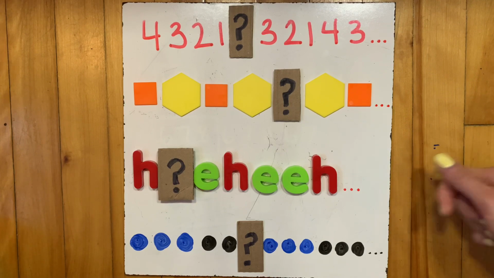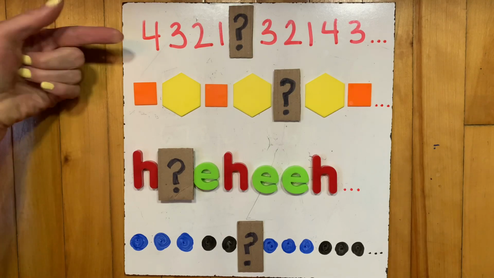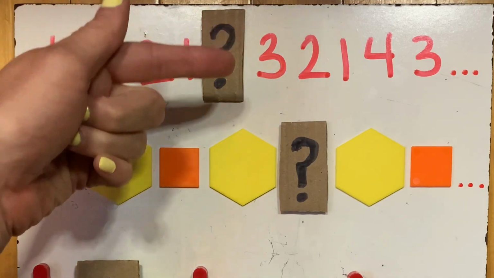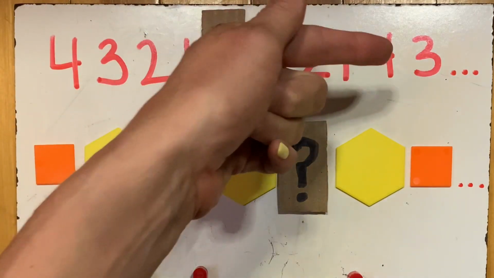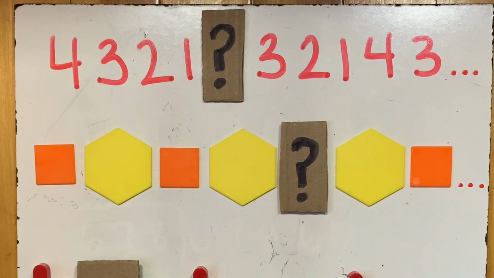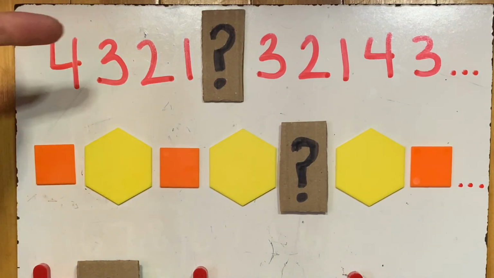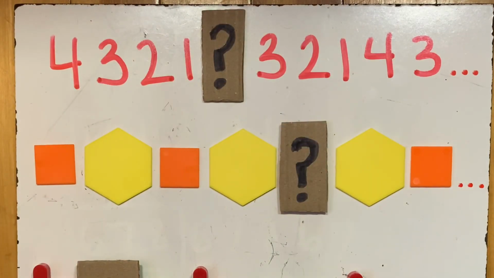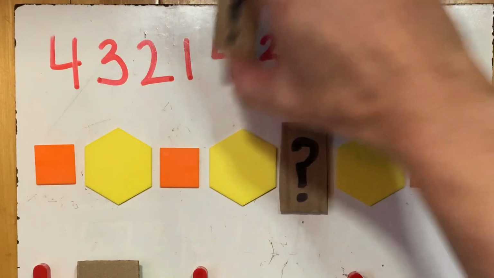Now, what is missing in this first one? What is the one that is covered up? 4, 3, 2, 1. 3, 2, 1. 4, 3, 2, 1. I'm going to give you 1 second while you think about it. 4, 3, 2, 1. Something, 3, 2, 1. Are you ready for the reveal? Did you say 4?